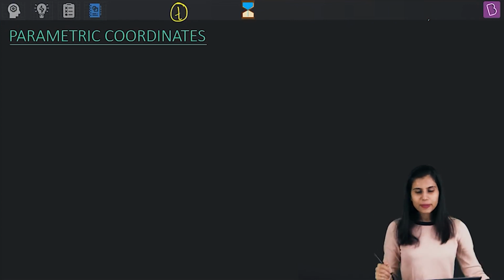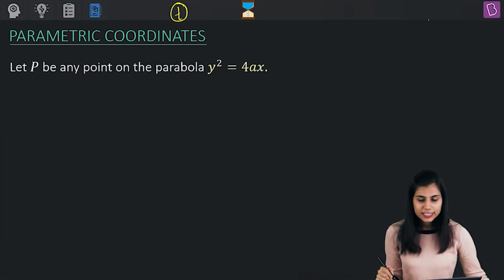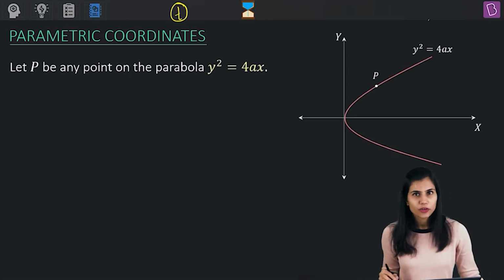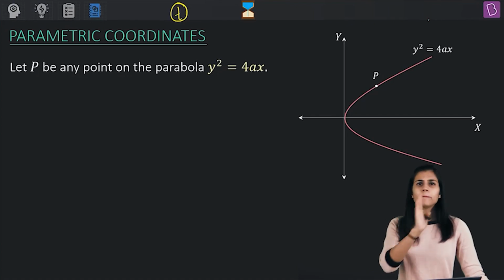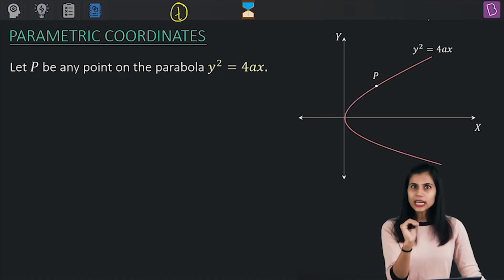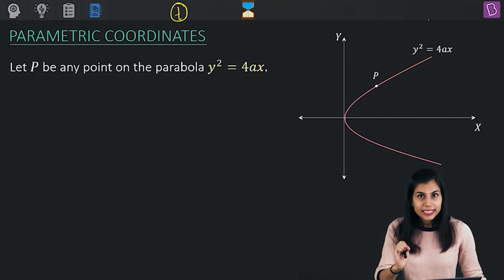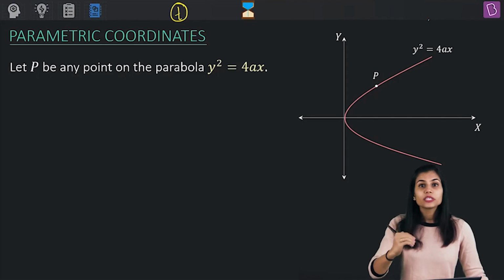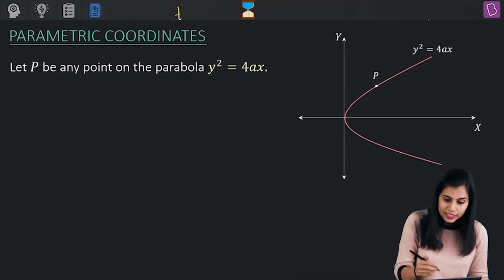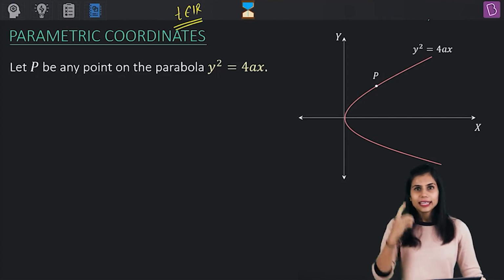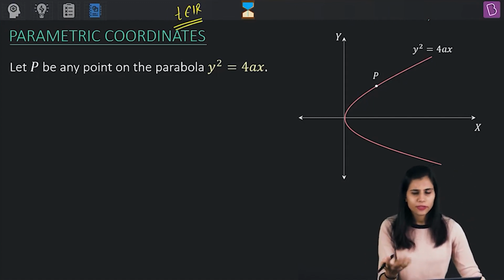Alright, so let's begin with the very first rightward opening standard parabola y square equals 4ax. Let P be some point sitting on it. Now my task is to find the parametric coordinates of point P. Basically, I want to write the coordinates of P in terms of this real parameter t. How will I do that? Let's use the hit and trial method, okay?